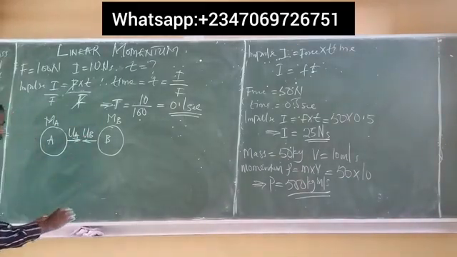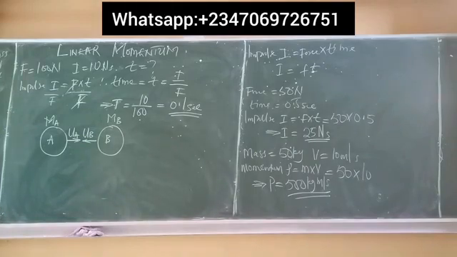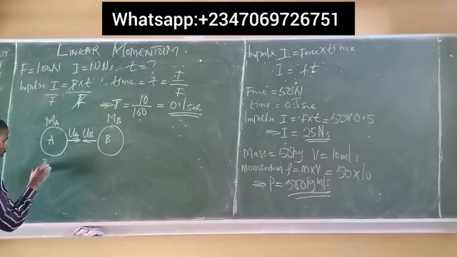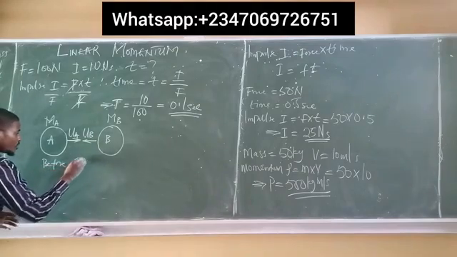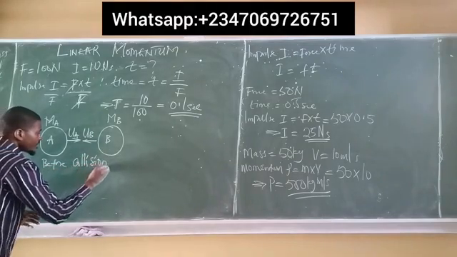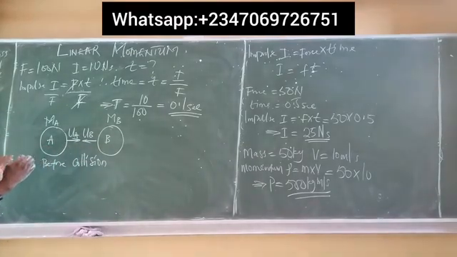Now, this is before collision. Remember, momentum is the product of mass and velocity. So this is before collision. In this case, they are yet to collide. They are moving towards one another, but they are yet to collide. Now, the total momentum before collision is equal to the total momentum after collision, from conservation of linear momentum.